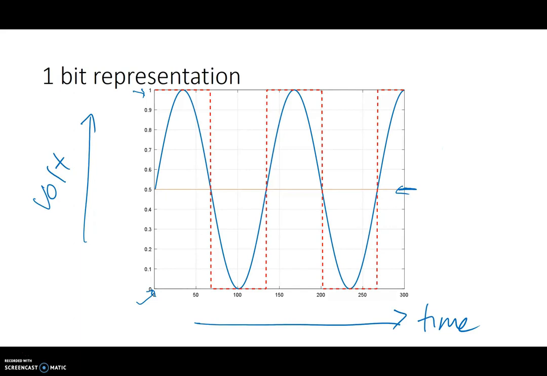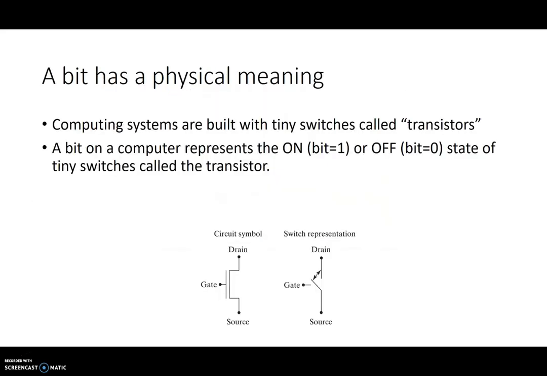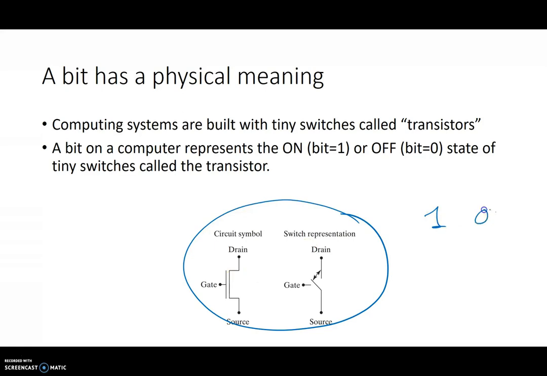By the way, what does this one bit representation really mean? Well, it basically means that on a digital computer, there is a transistor that's turned on or off. So that's that transistor right there. A transistor is nothing more than a switch. A computing system is built out of billions of transistors these days, and every bit has a physical meaning. When a particular value is a 1, that means that transistor is on. One means on and zero means off, right? So the transistor actually has a meaning. So bits 1 and 0 actually have physical meaning inside a computing system.